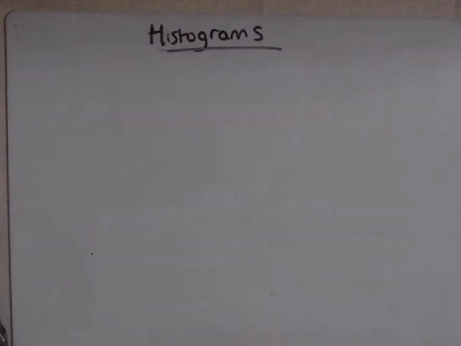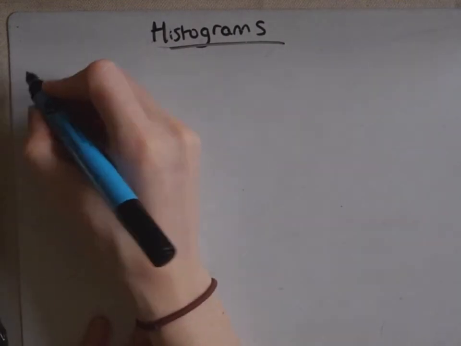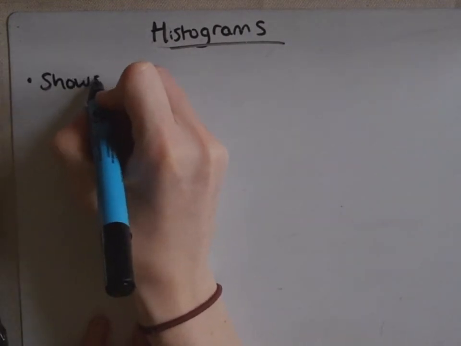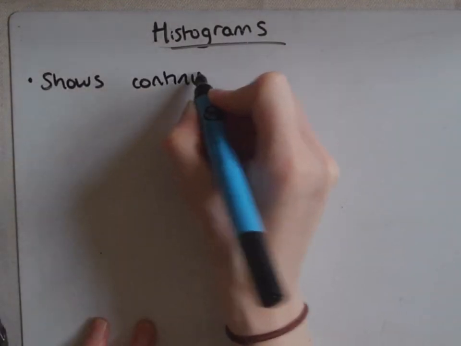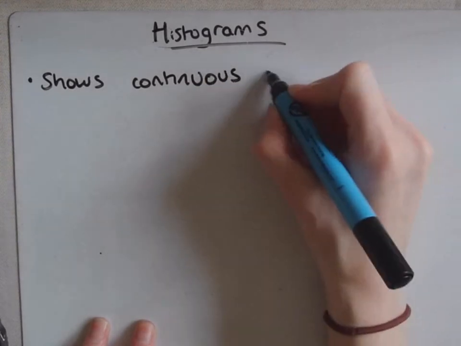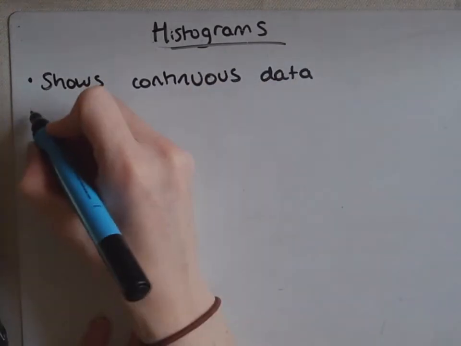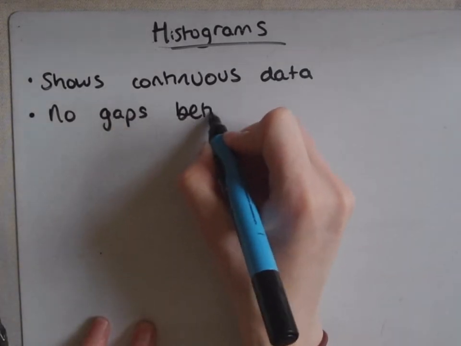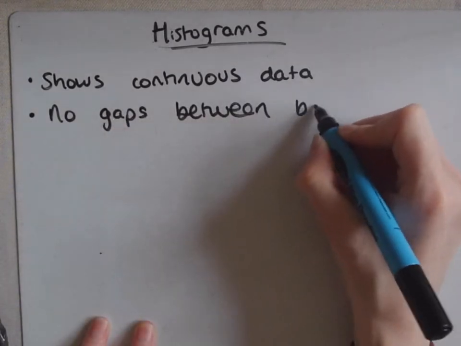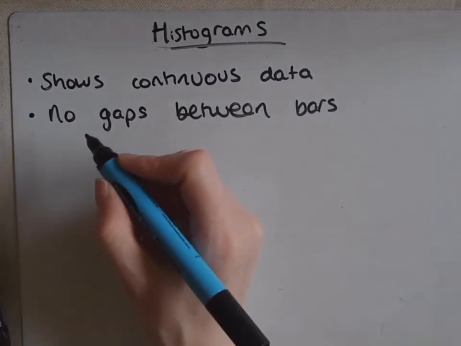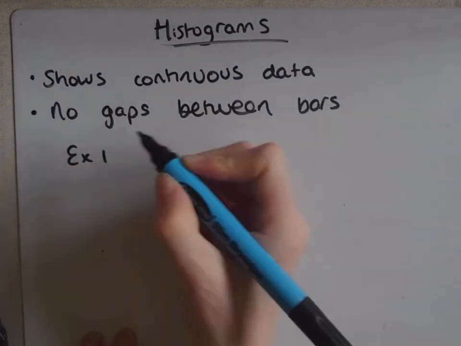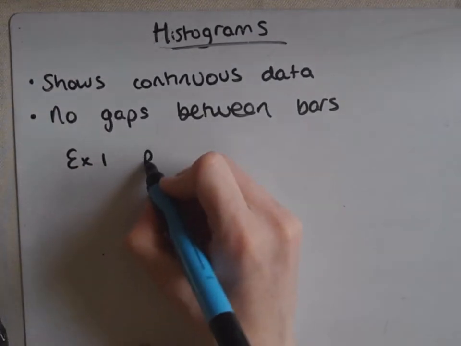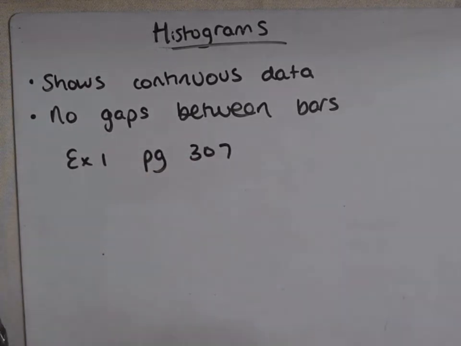Histograms is your heading. A few notes: it shows continuous data, no gaps between the bars. And you're going to put example 1 on page 307 into the copy underneath that.